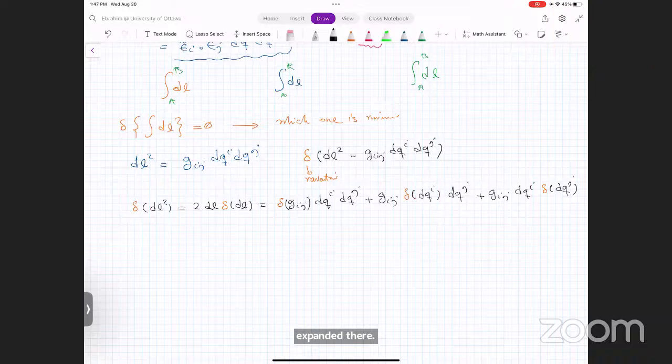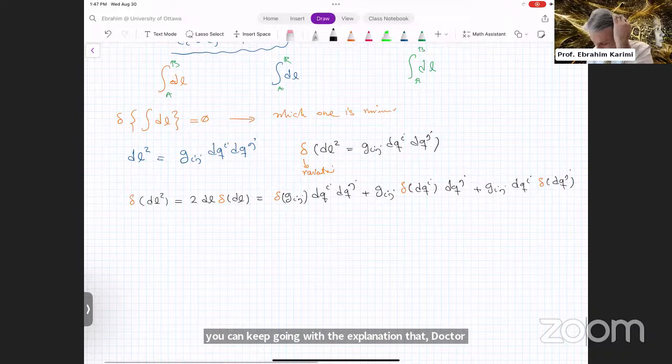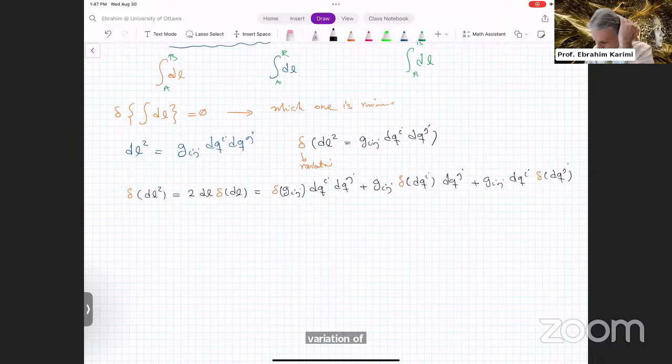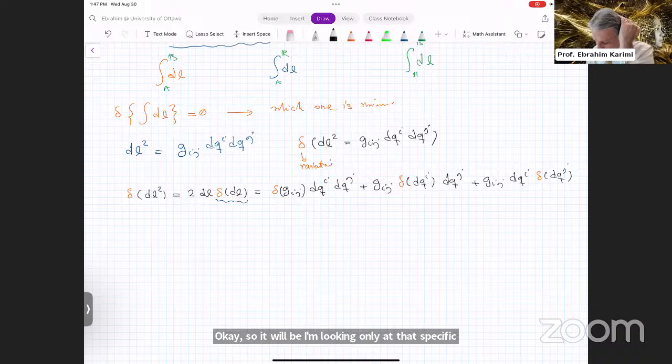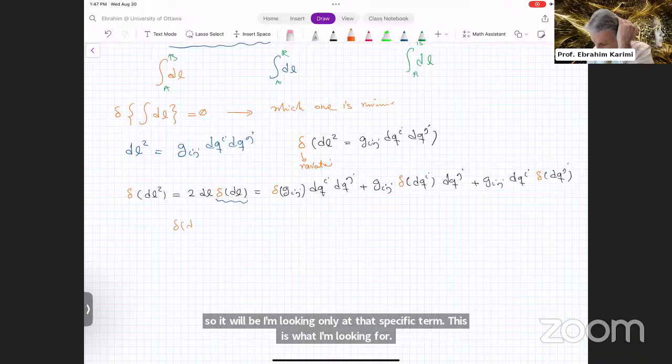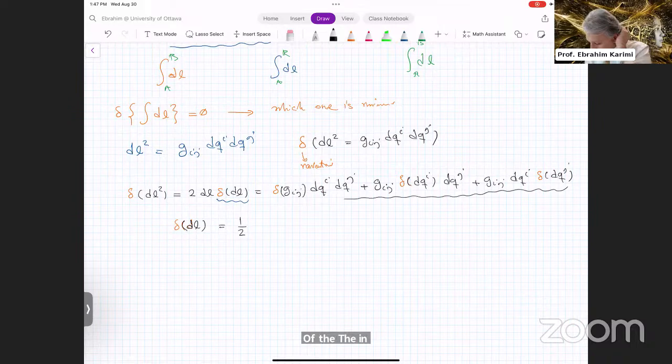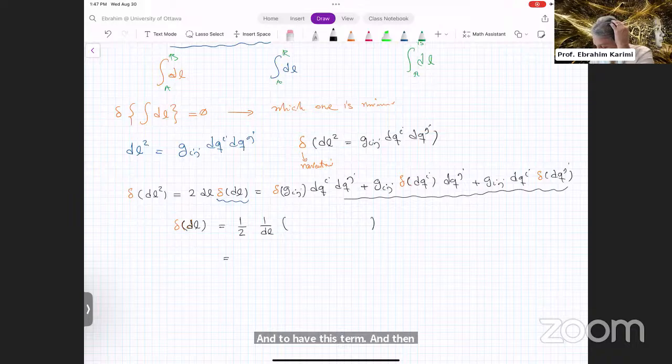Yes, you can keep going with the explanation there, doctor. Okay, lovely. Thank you very much. So then, indeed, the variation of dL, I'm looking only at that specific term. This is what I'm looking for. Delta of dL is equal to 1/2 of the entire of this term divided by dL. And then I can also write it as 1/2 of 1 divided by dL, multiplied by dL. Do you agree?